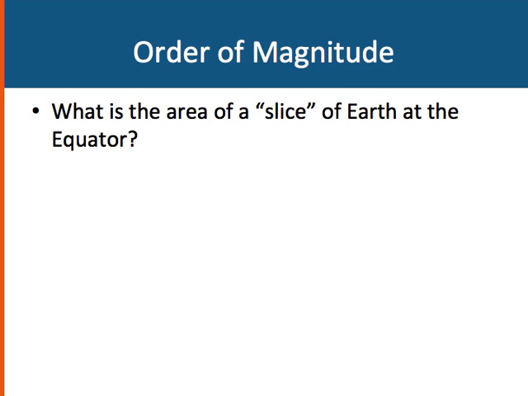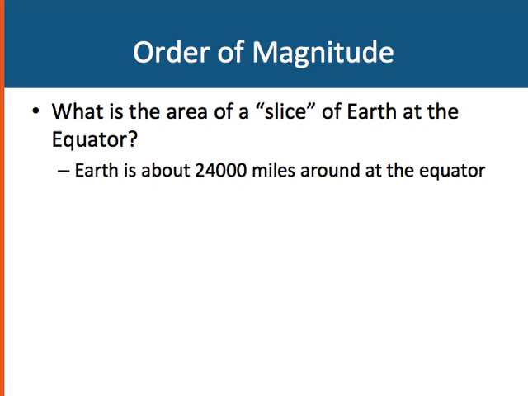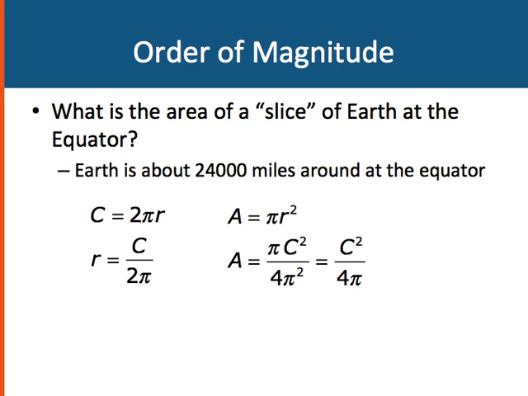All right, for example, let's look at a problem. What's the area of a slice of Earth at the equator? Well, I don't need to know within a square inch what that might be. I just need an estimate. So we'll take a look, and we know the Earth is about 24,000 miles around at the equator. It's not exact, it's an estimate, but we can use that. We know that the circumference is 2 pi r, so the radius is circumference over 2 pi, so that gives us the radius, and then we know the area is pi r squared. So we plug in the radius, so that would be pi c squared over 2 pi quantity squared. Cancel some things out, it's c squared over 4 pi.